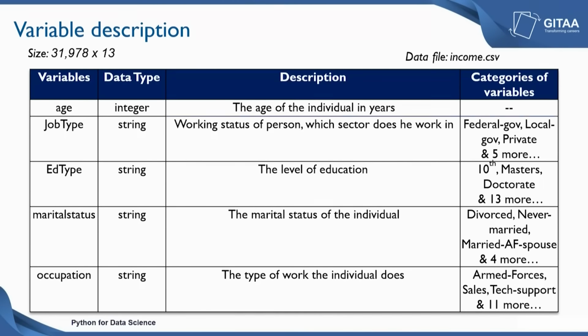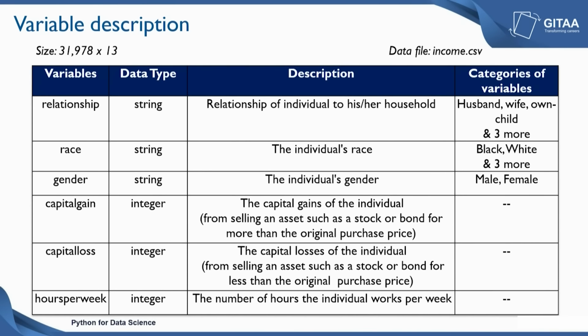Next one is the marital status of the individual, whether a person is married, divorced or never married and so on. Next one is the occupation, the type of work the individual does, whether the individual is working in the armed forces or sales or technical support, and you have 11 more categories like that. Next one is the relationship of the individual to his or her household. The next one is the race, represented by black, white and 3 more.